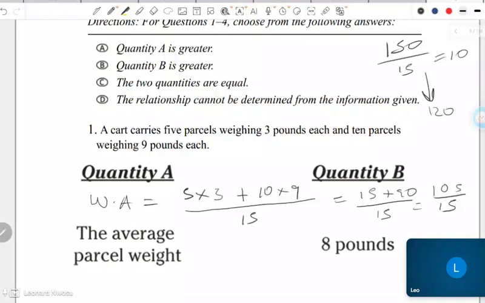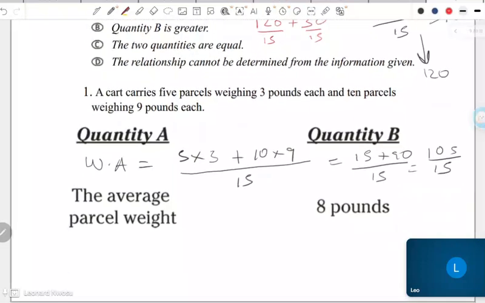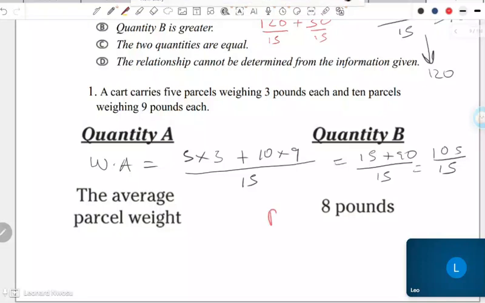If I write this, I can do this. I can say that 150, 120 plus 30 is the same thing as 150. So this one means this is going to be 15. 120 divided by 15 is 8, which means that 105 divided by 15 must be less than 8. So we are going to select B. The answer of this one is B.